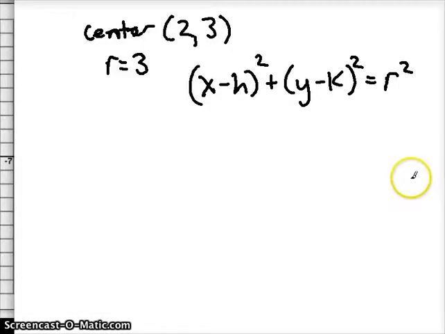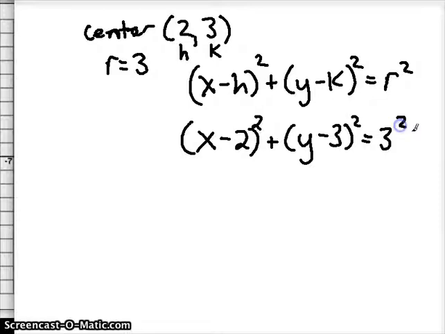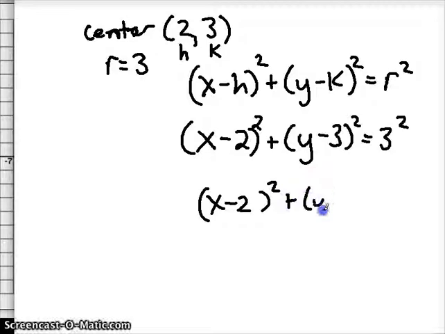Now just fill in all the information we have. Remember, this is h, this is k. So we have x minus 2. That's where that positive 2 looks to be negative right there, but it's always going to be just that value. This sign right here is always going to be part of your equation, so always look at the number and not the sign. And then we got y minus 3 squared, and we're squaring the radius on the other side of the equal sign. And that is the equation of the circle if we simplify our radius.